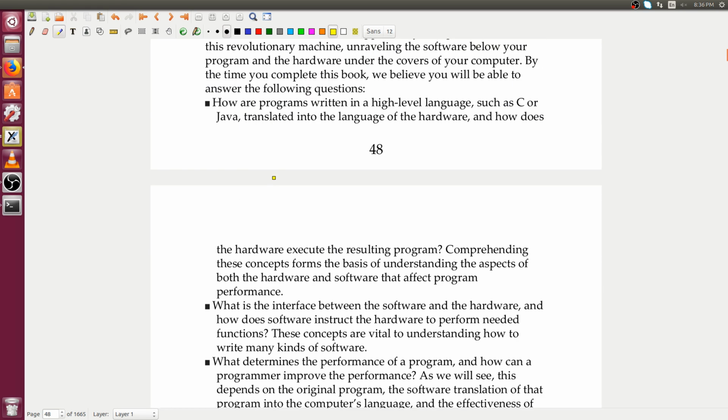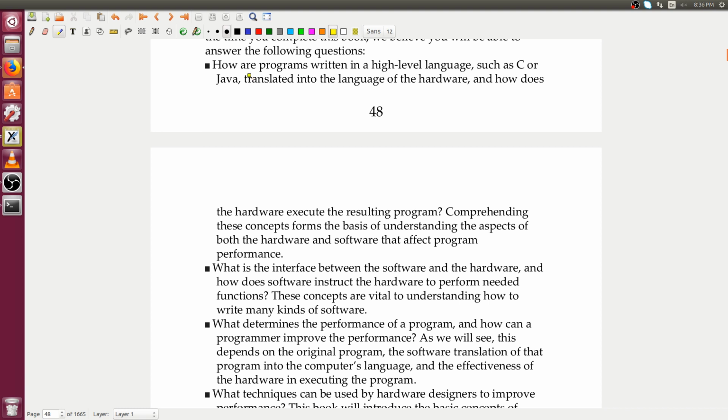Okay, here we go. Here's what we're actually going to learn, these bullet points. One, how are programs written in a high-level language, and how does the hardware execute the resulting program? So this is going to go from that high-level abstraction, and then we're going to see what happens on the instruction side.